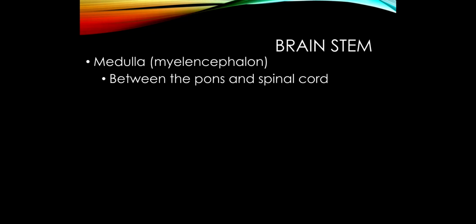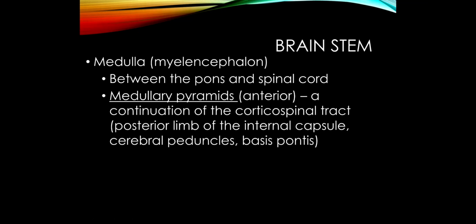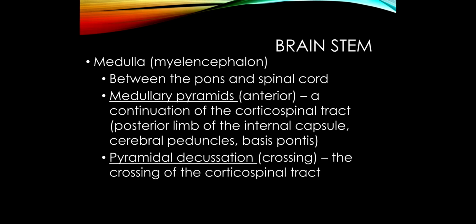Okay, and then the medulla, which remember is equivalent with the myelencephalon, lies between the pons and the spinal cord. And so I keep mentioning the areas here of the nervous system that contain the corticospinal tract. So remember, we've pointed out the corticospinal tract in the posterior limb of the internal capsule, in the cerebral peduncles, and in the basis pontis. And now when we get down to the medulla, we find the corticospinal tract in the medullary pyramids, which is in an anterior or a ventral location.